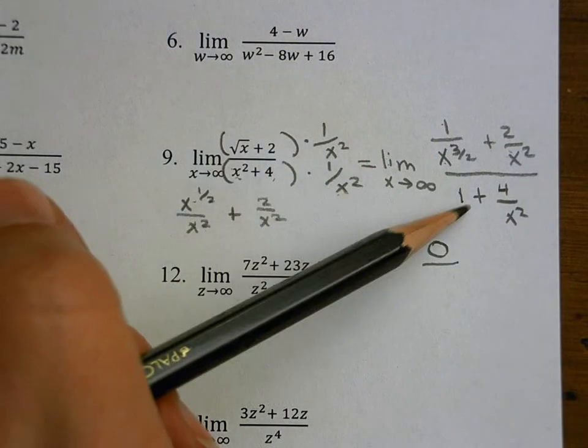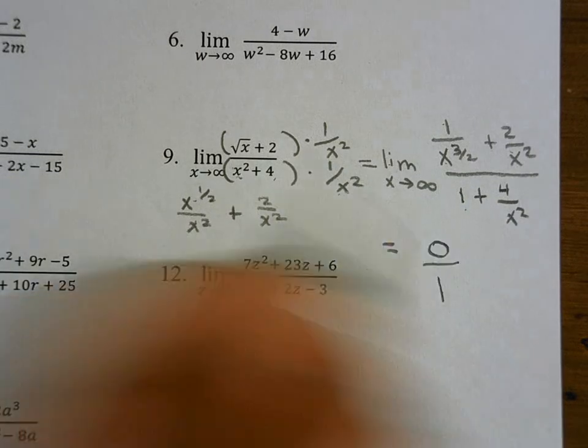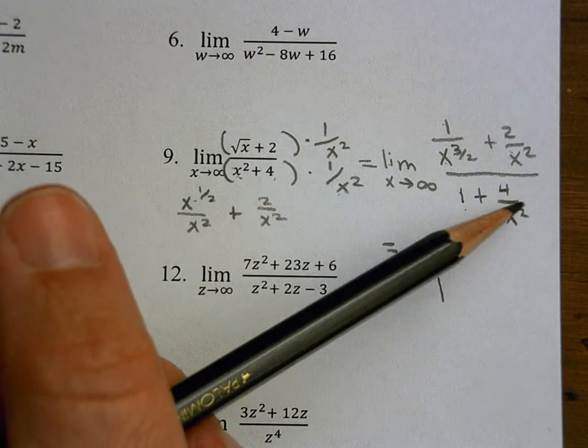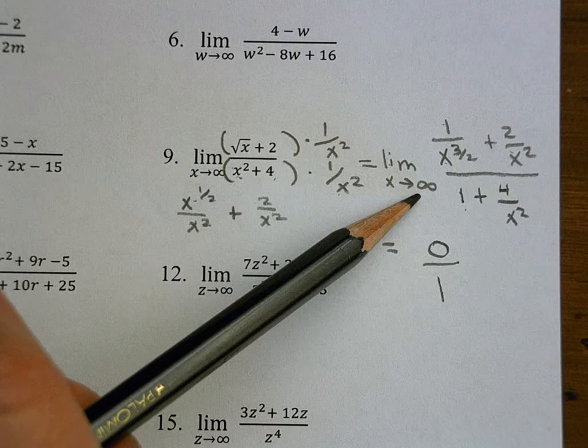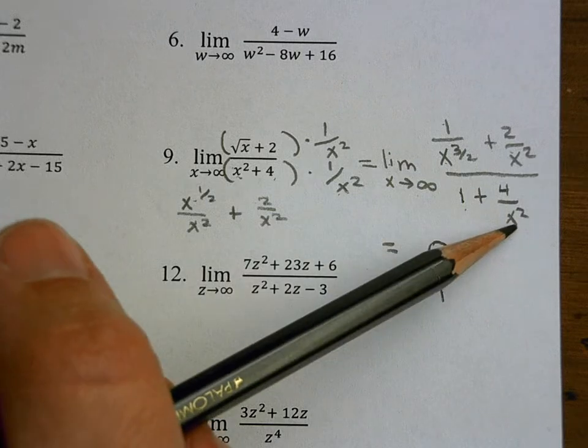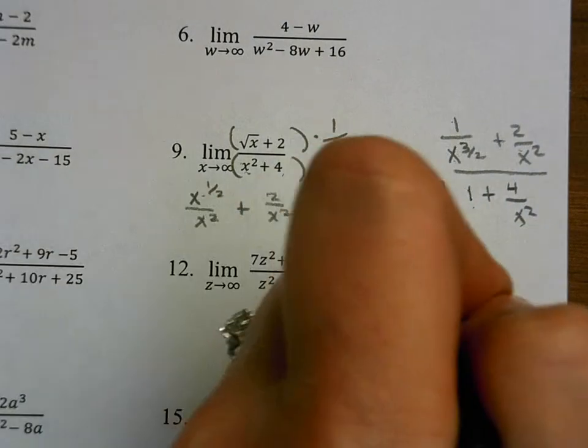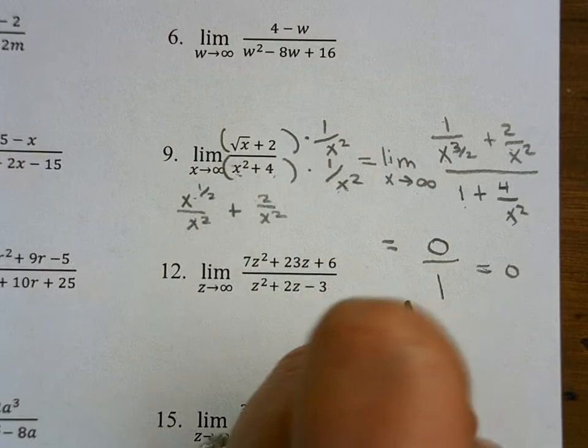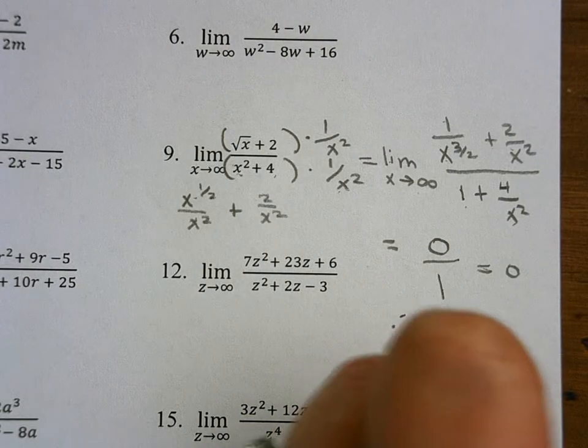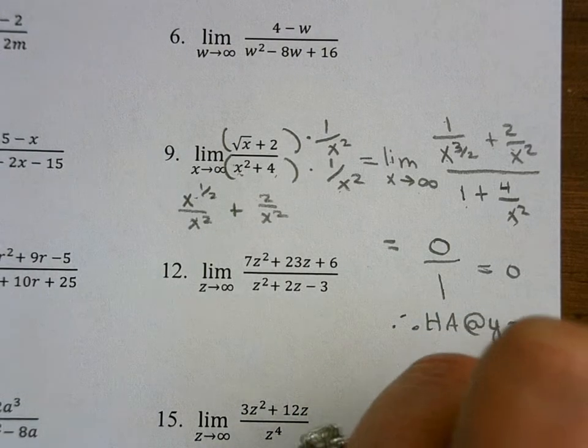And then the limit of a constant is a constant. The limit of 4 over x squared as x goes to infinity would be 0. The larger the denominator, the smaller the fraction. So equals 0 divided by 1, or 0. And so then I know that there is a horizontal asymptote at y equals 0.